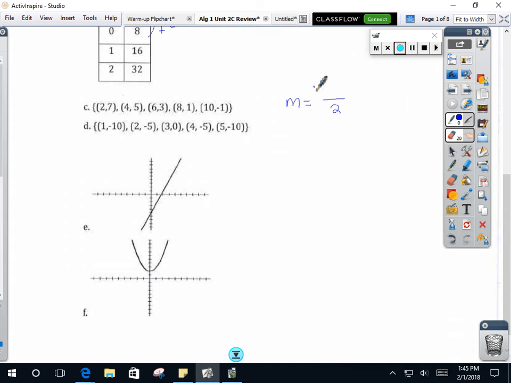Right, and they did it every time. So the slope of this would be negative 2 over 2, or just negative 1, and that's linear because it did the exact same thing every time for the x's and the y's. Okay, it's called a constant rate of change, constant slope.